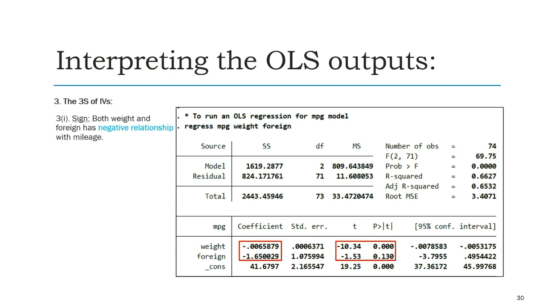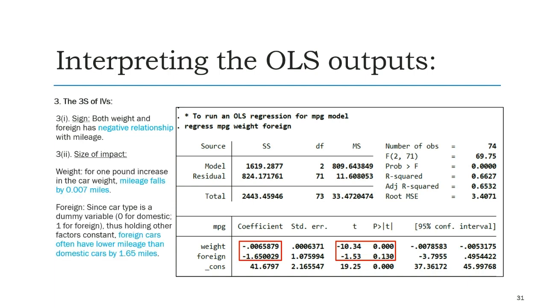It means that both variables have a negative relationship to the mileage. Weight has a negative relationship to mileage. We have seen earlier in the scatter plot, the plotted line is negatively sloped, and foreign is a dummy variable. It has a negative relationship. We can see the interpretation of foreign later.